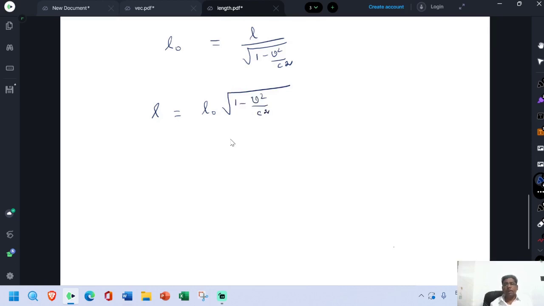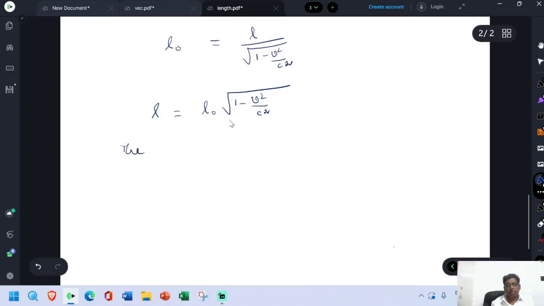Now we have to give the interpretation for this equation. L naught is the length of the rod measured by the observer O dash, whereas L is the length of the rod measured by the observer O, that is the rest observer. Here the factor 1 minus V square by C square present inside the root contracts the length of the rod measured by the observer at rest as the length measured by an observer in motion.